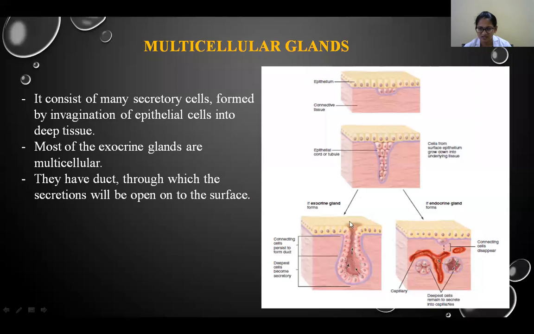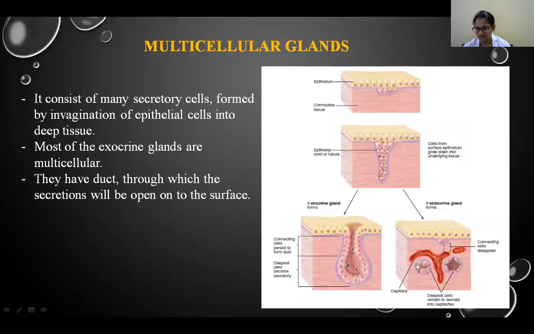This is about the exocrine gland. The exocrine gland has an invagination. The epithelial cells invaginate into the deep tissue and form a duct and acinus. There is a communication, a connection between the surface epithelium and the deep part. The secretory product will be expelled to the oral cavity through this duct, onto the surface of the oral cavity. This is about the exocrine gland.